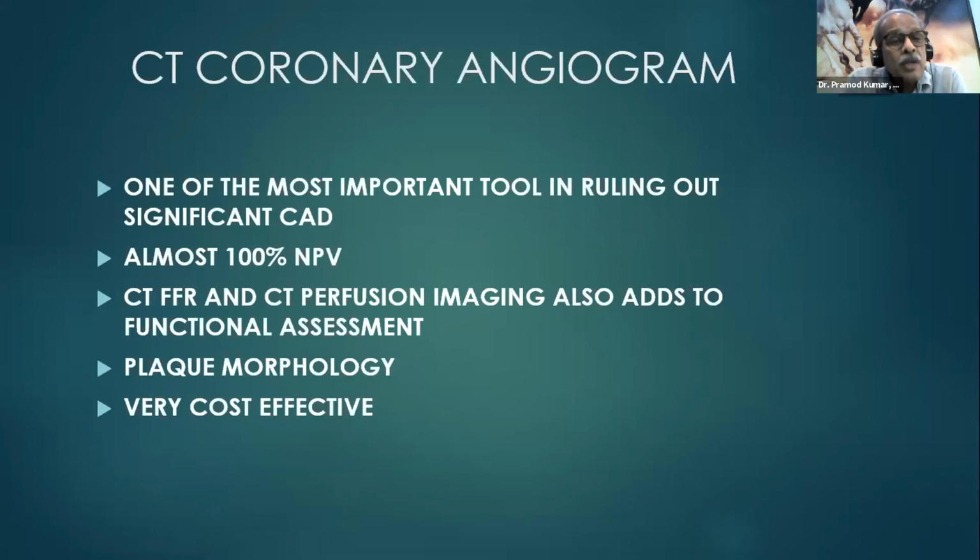Now, CT coronary angiograms also have facilities of CT FFR and CT perfusion imaging, which lead to functional assessment in doubtful cases. So if these patients have significant FFR and perfusion deficit, they can be taken straight to invasive angiography. CT coronary angiogram also tells you about the plaque morphology, which is very important in prognosticating the patient as well as in the management that you're doing. It is very cost effective.